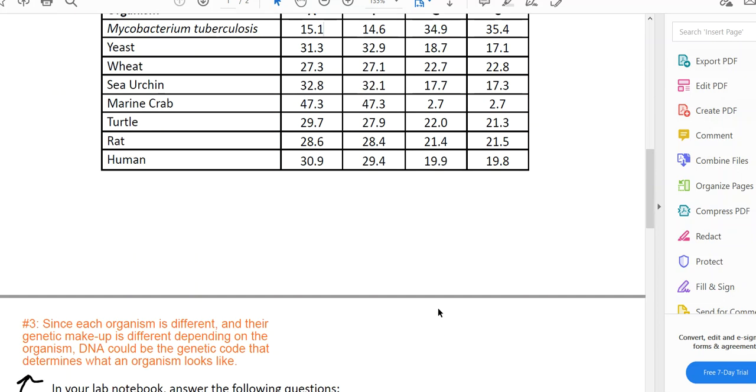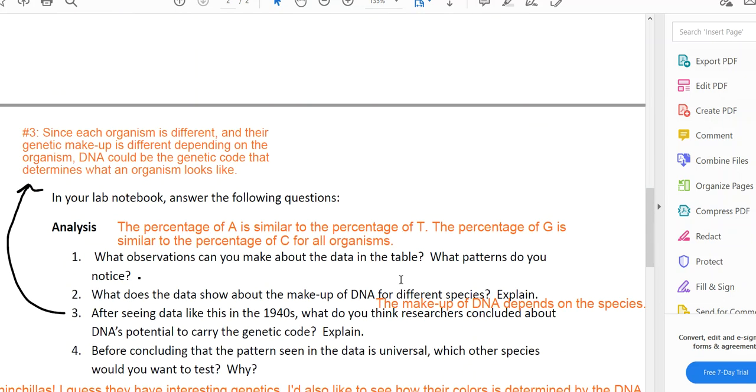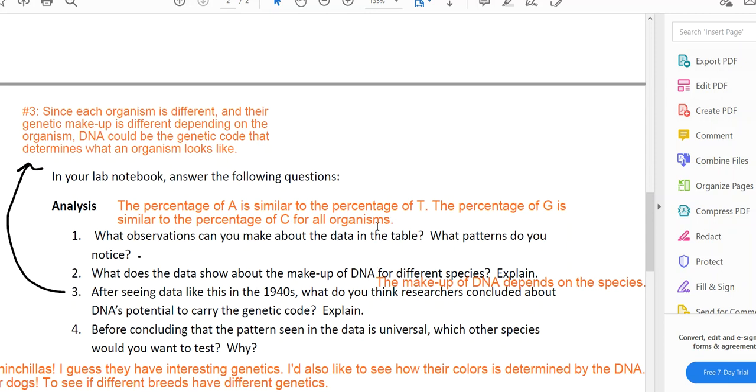Correct. Okay, and that's question number 1. What observations can you make about the data table? And that's what I wrote here. The percentage of A is similar to the percentage of T. The percentage of G is similar to the percentage of C for all organisms. And then I guess you could add in, like, but not the same across organisms.